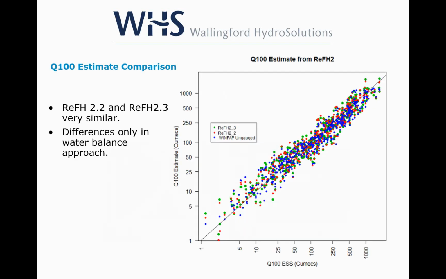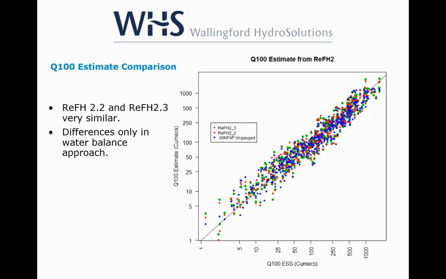So those are all the aspects that we need to produce our ReFH2 model, and here are some of the results. What we've got here is a comparison between the Q100 estimate in ReFH2.2 and ReFH2.3 against the ESS, the Enhanced Single Site methodology, i.e. the WinFAP statistical method.